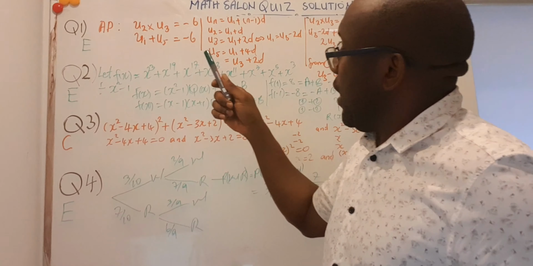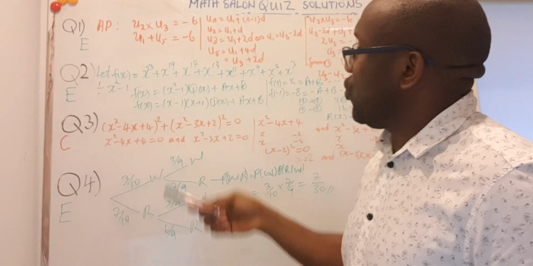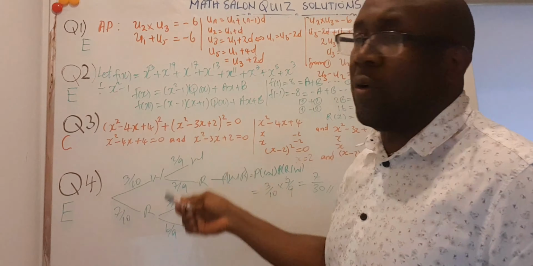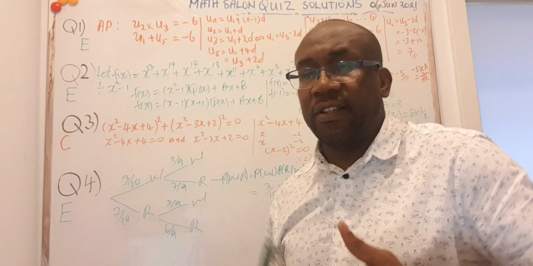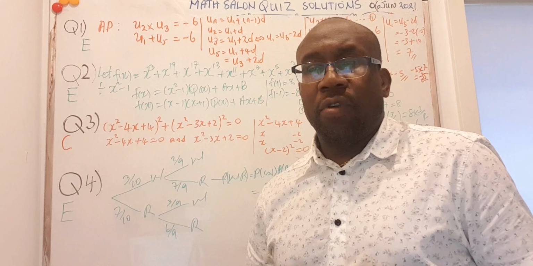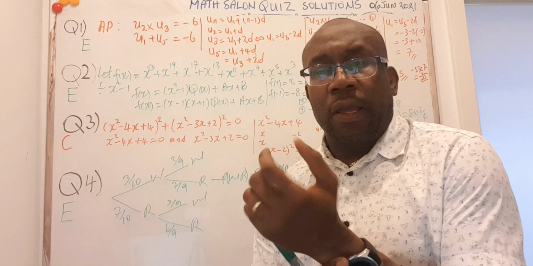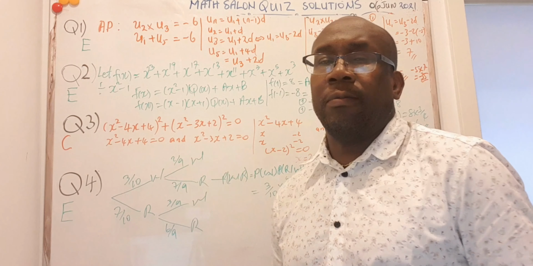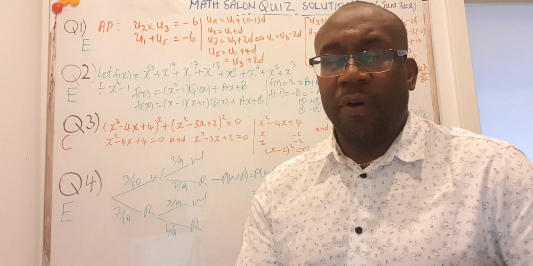So there were 10 questions, and we are going to look at the first 4 now. The first question was on sequence and series. I already indicated that this has material coming, and it was about an arithmetic progression. The question was asking about calculating something, given some information.